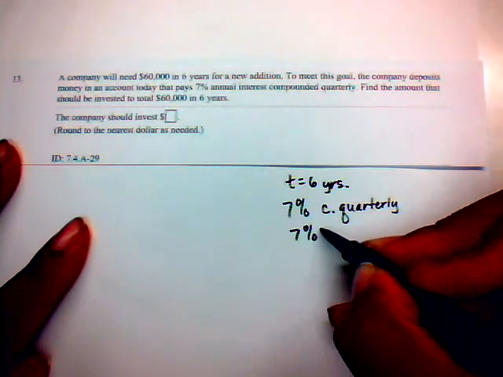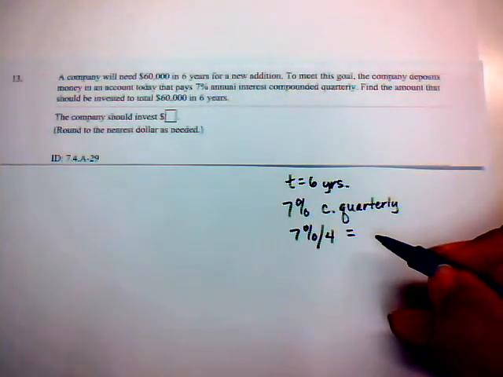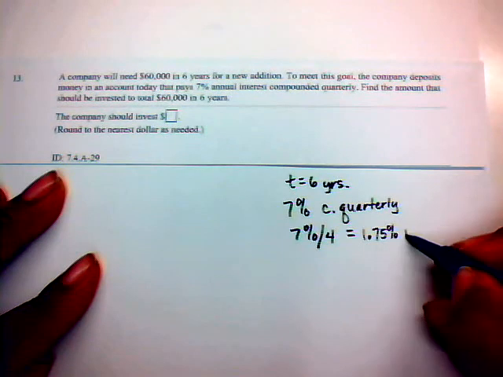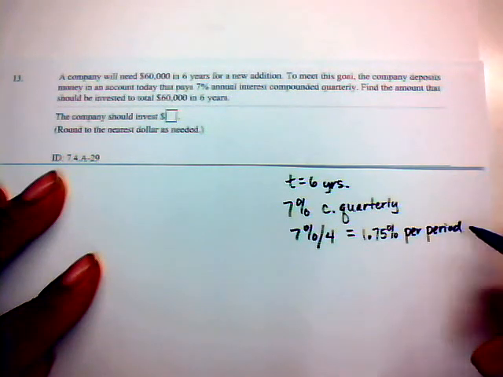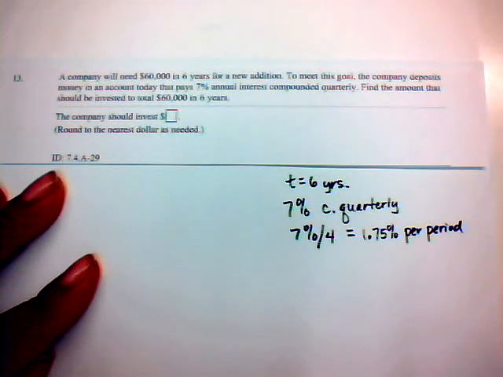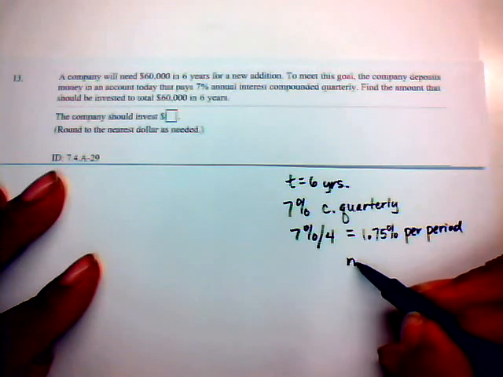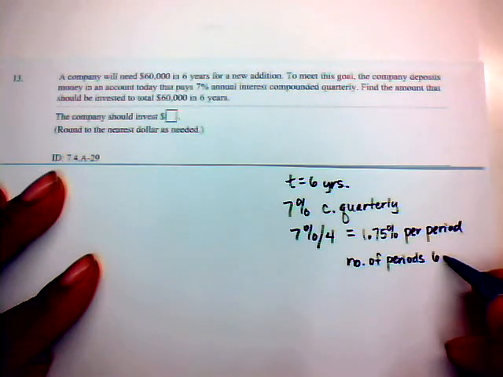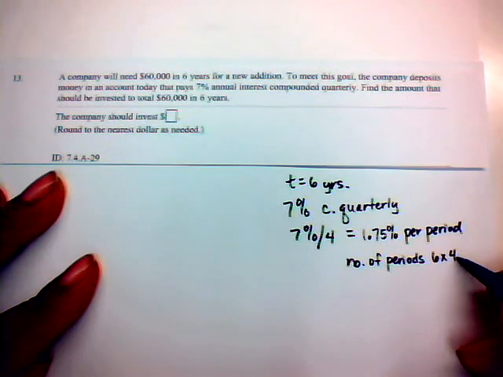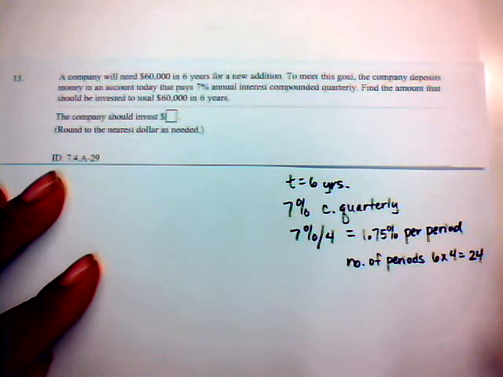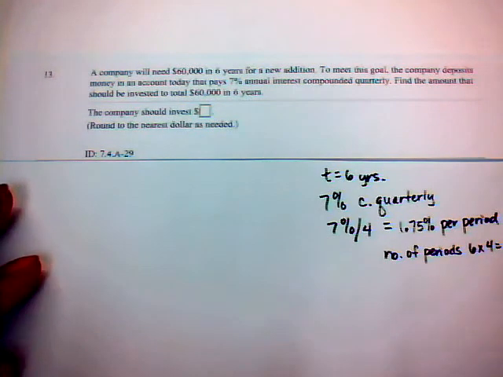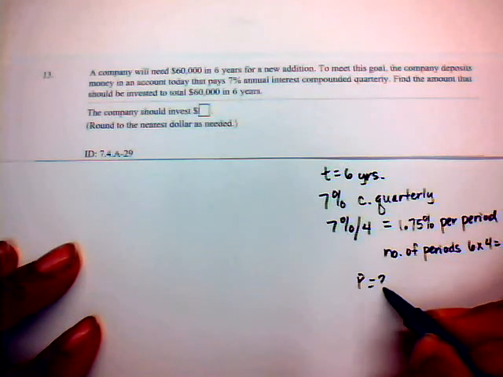So if you do 7% divided by 4, that would give us 1.75% per period. And the number of periods: they want 6 years, and it's compounded quarterly, so that means that there are 4 compoundings in a year. 6 times 4 would be 24. Okay, so we want to know how much their original amount is going to be. So in other words, we're trying to find out what their principal is going to be.